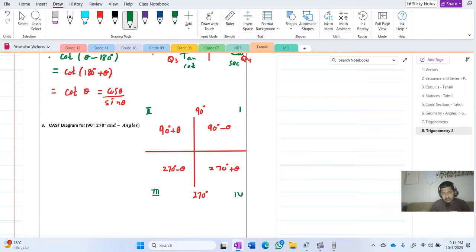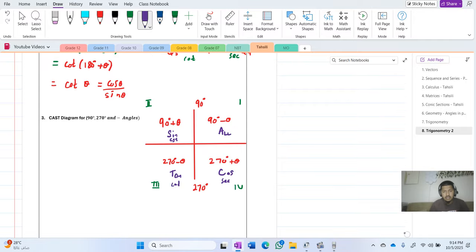Now this is still CAST. This is supposed to be 270 plus theta, yes. Remember, this is still the CAST diagram, C A S T. Now these are, remember, sine and cosec, right? Sine and cosec, tan and cot, this is cos and sec, reciprocals, and all are positive in the first quadrant. Now when we are using 90 and 270, it takes the co-ratio.